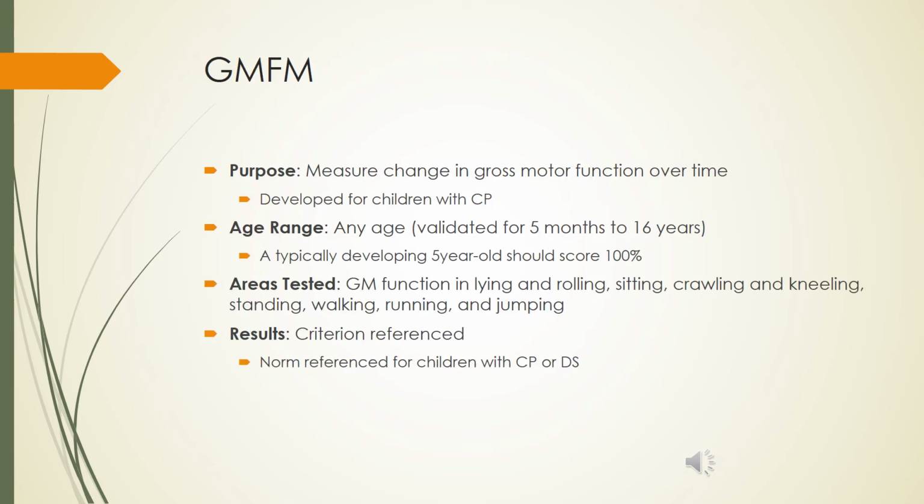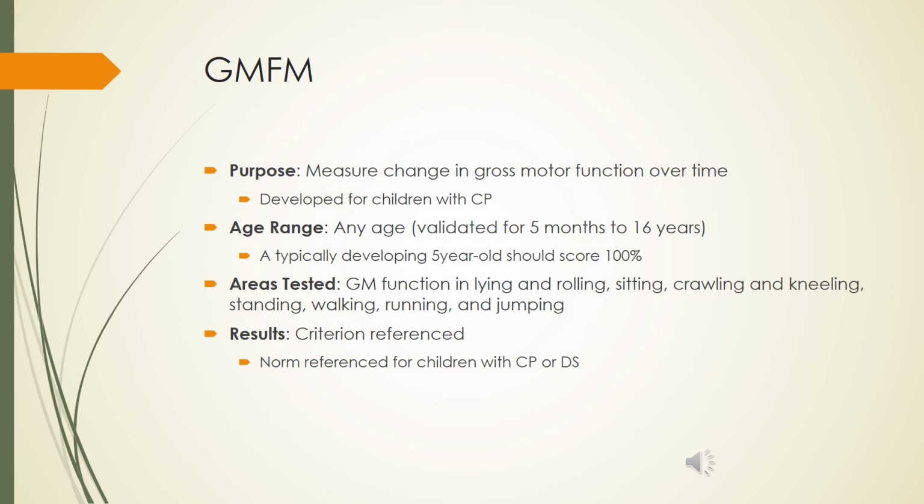The GMFM, or the Gross Motor Function Measure, specifically looks at changes in gross motor function or skills over time. It was primarily developed originally for children with cerebral palsy, and the age range could be any age, but it is validated for those kids with CP from 5 months old through 16 years old. And if you have a typically developing kid who's 5 years old, they should be able to do all the items on this test.